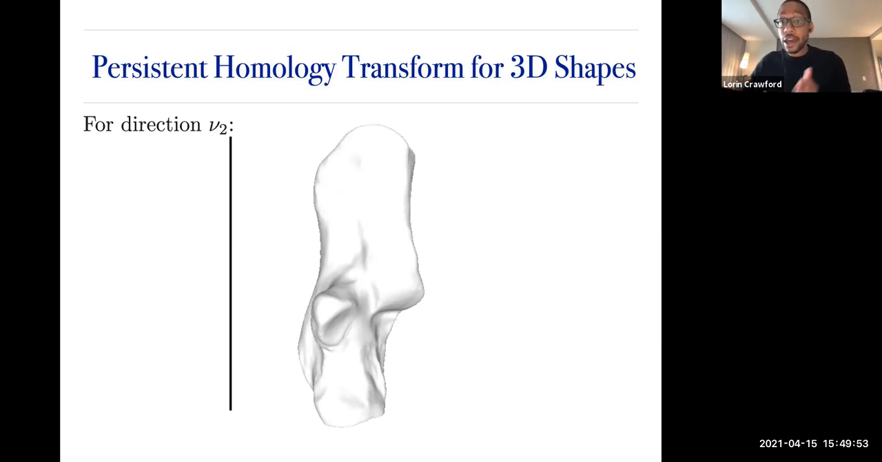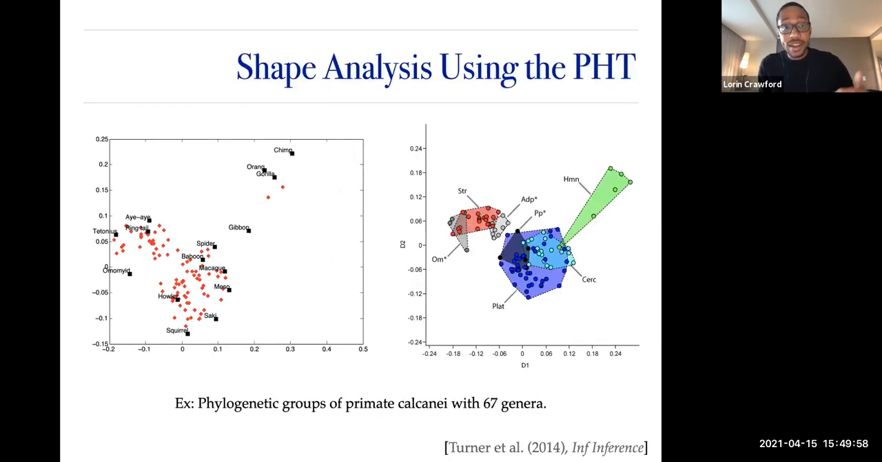Now, once I have these collections of diagrams for many objects in my data set, I can now study how similar heel bones are for different primates, right? So here we have heel bones for 67 different genera. What I could do is take these collections of diagrams, figure out the distances between them, plot these on some two-dimensional plane, and I can overlay and see that certain species phylogenetically cluster together with each other.